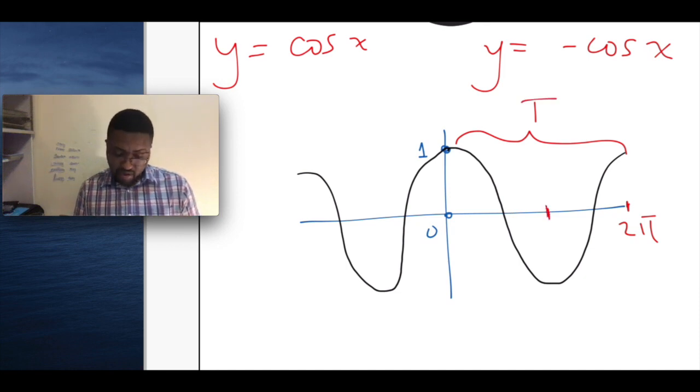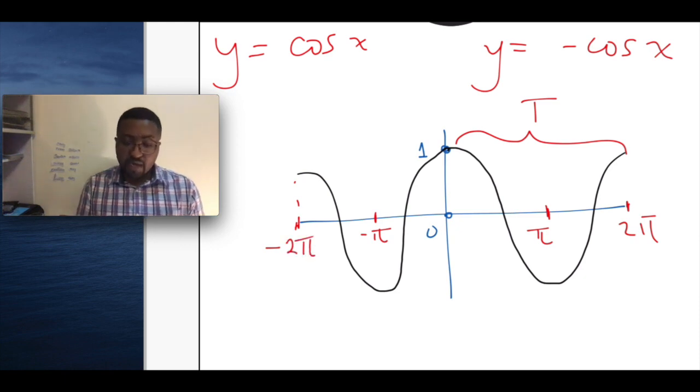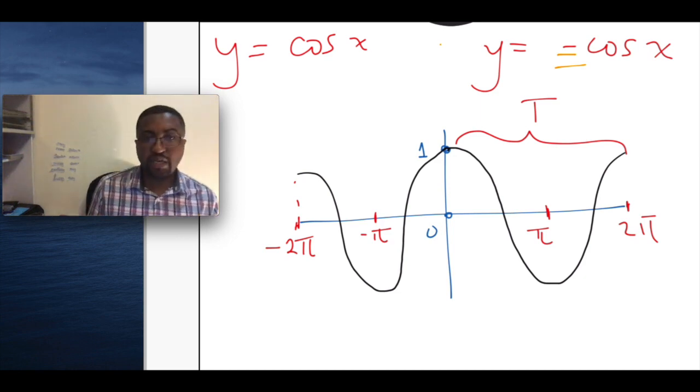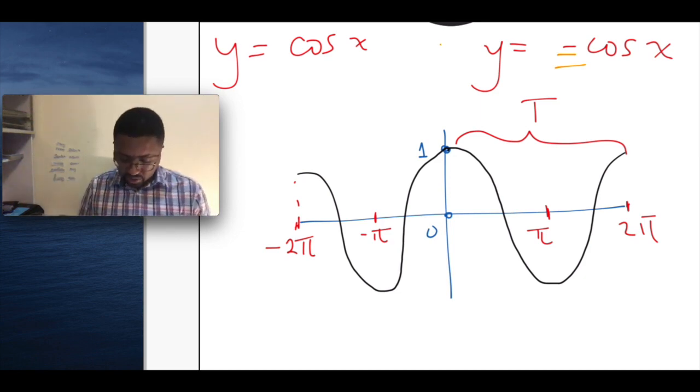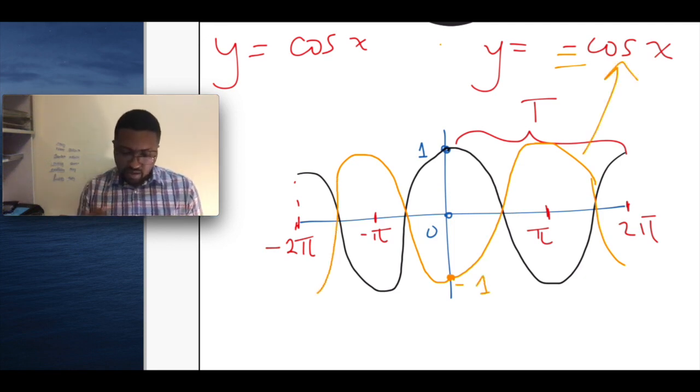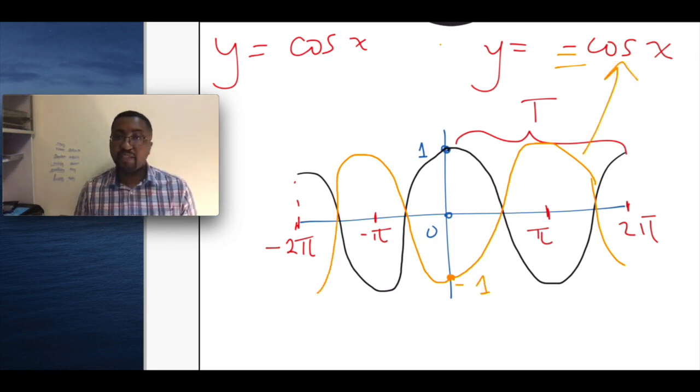Then the mirror right here, you have pi, here you have negative pi, and then here you have negative 2 pi. How about the next one? You have a negative. Negative means you are having a reflection across the x-axis. So it's going to come here from negative 1, then it goes up. Same. So negative 1 here. So this orange graph is the negative cosine of x.